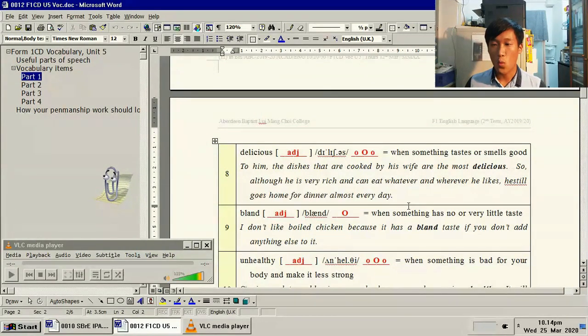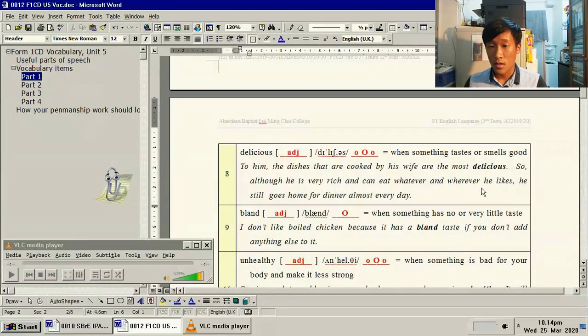Delicious, when something tastes or smells good. To him, the dishes that are cooked by his wife are the most delicious. So, although he is very rich and can eat whatever and wherever he likes, he still goes home for dinner almost every day.